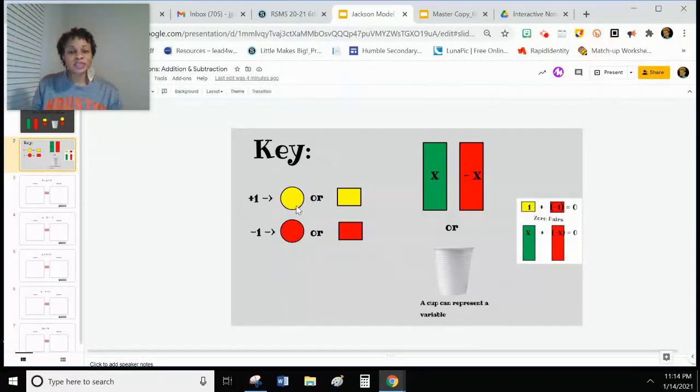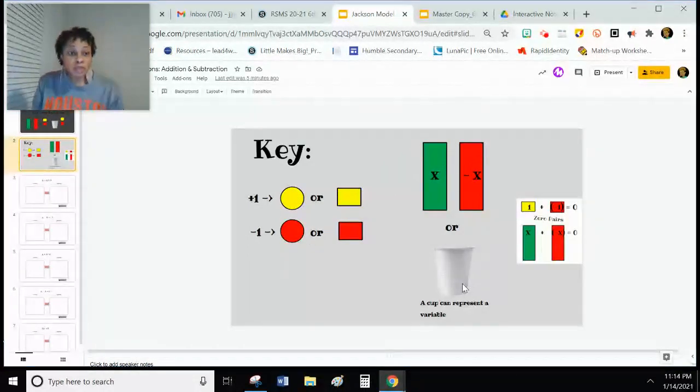And in our key, we see that if we have a yellow circle or a yellow square, it's a +1. If we have a red circle or a red square, it's a negative. If we have a long rectangle that's green, it's +x, or a red, it's -x. The rectangles and squares are called algebra tiles. So we used counters or integer chips before, and we're using algebra tiles now. You'll see me use both.